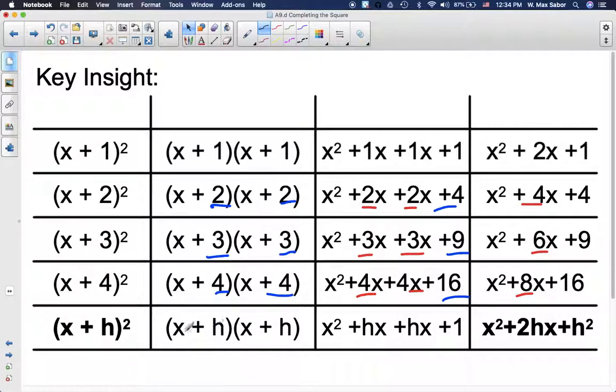So when we do that with x plus h squared, x times x gives us x squared, x times h gives us hx, h times x gives us hx, h times h gives us, oops, that's not 1, that's h squared. And then when we combine those like terms, hx plus hx is 2hx, giving us x squared plus 2hx plus h squared. So that's double, that's times 2, and this is squared. So the last term is a perfect square, and this is double.